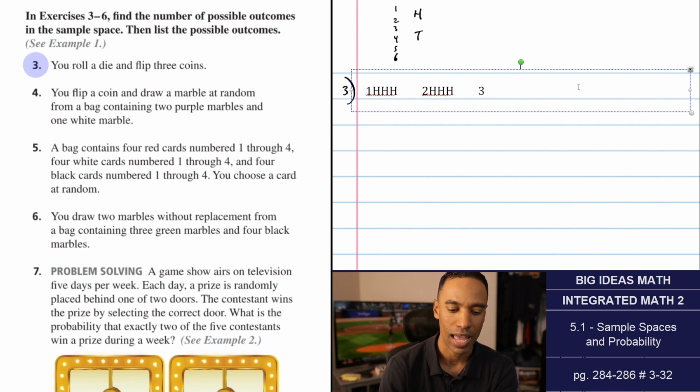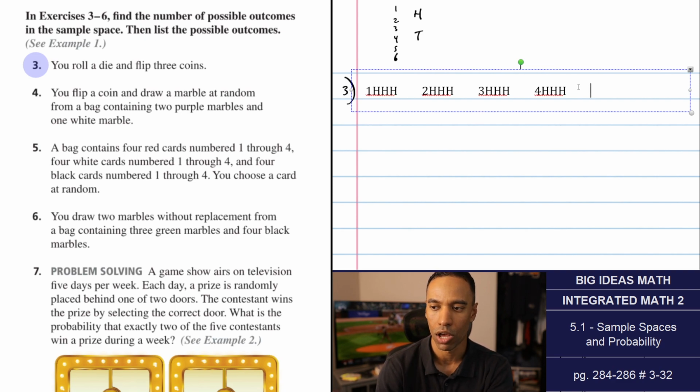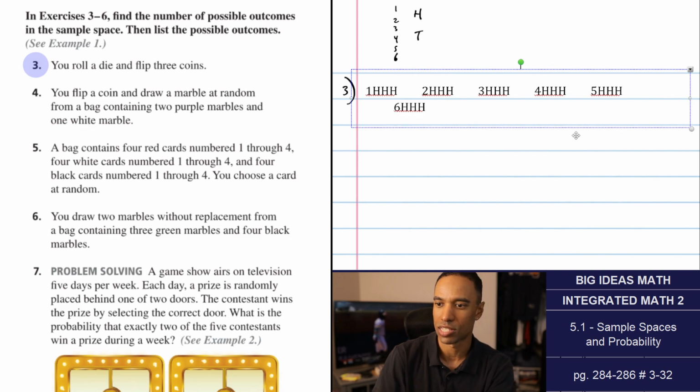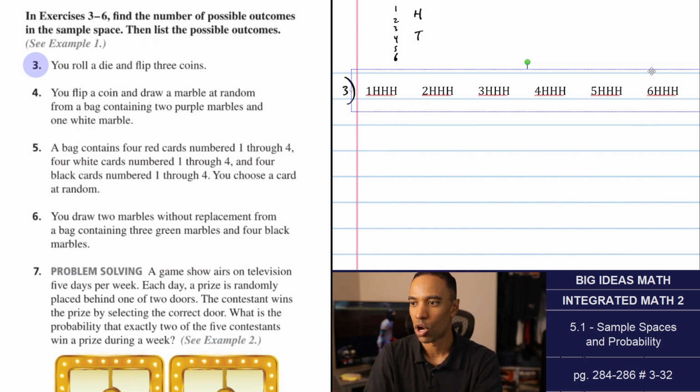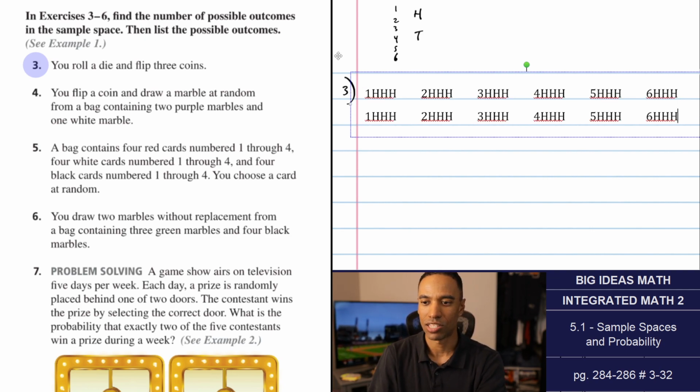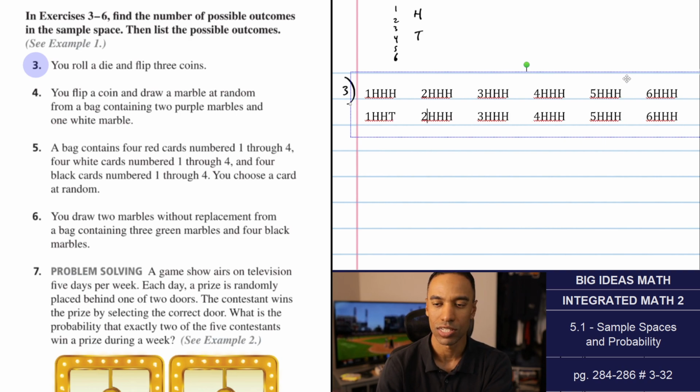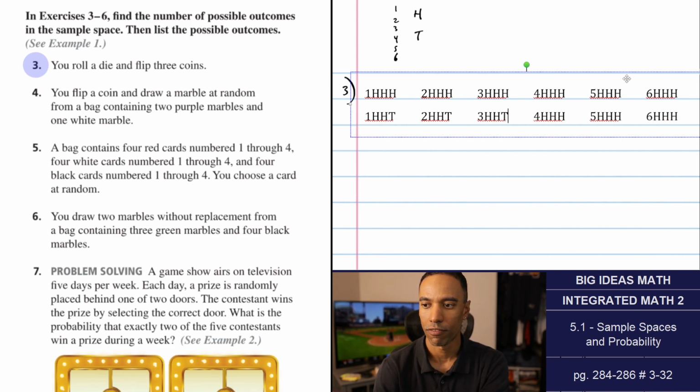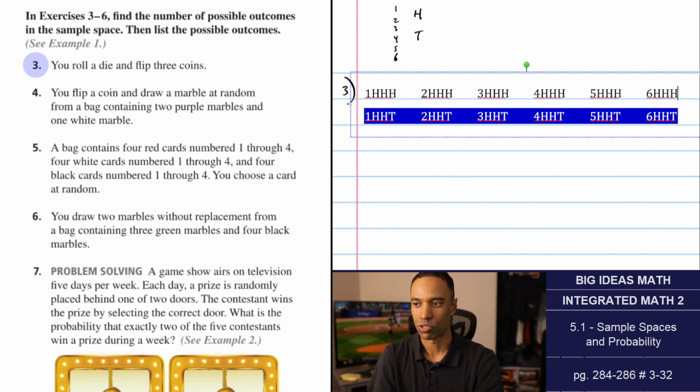And then heads, heads, heads, 4 and 5 and 6. Those alone, that's 6 different outcomes for just that set with heads only. Now we do 1, 2, 3, 4, 5, and 6. But let's say instead of heads, heads, heads, you had heads, heads, tails. What if it looked like this instead? And that's just one set with one tails involved.